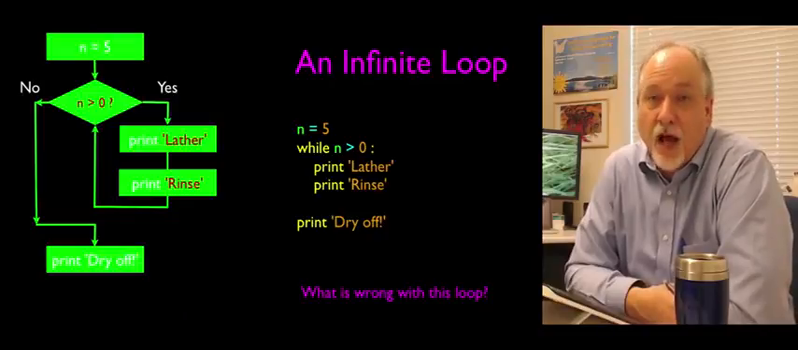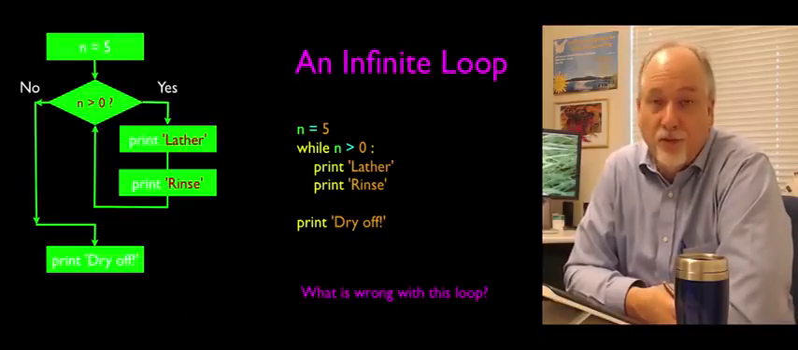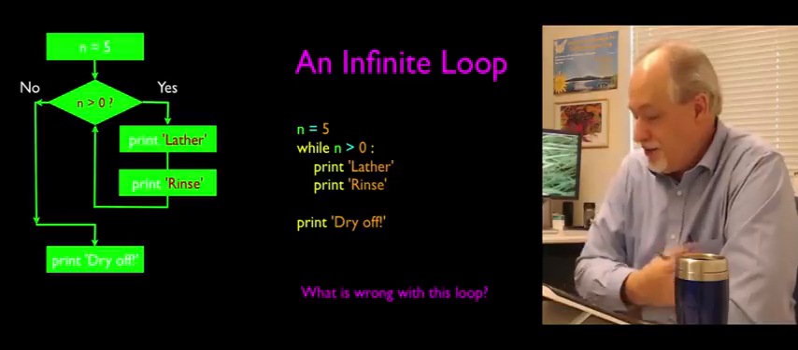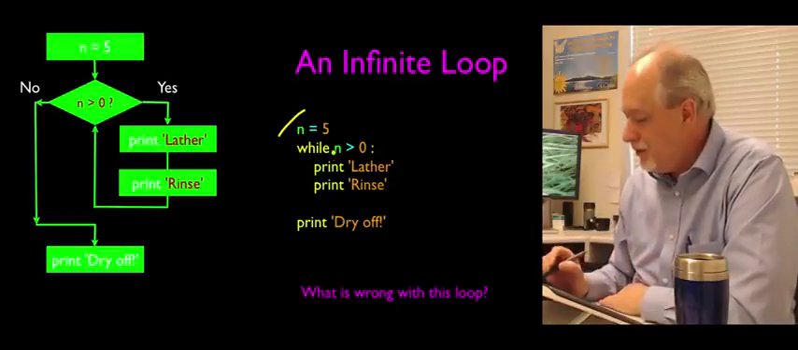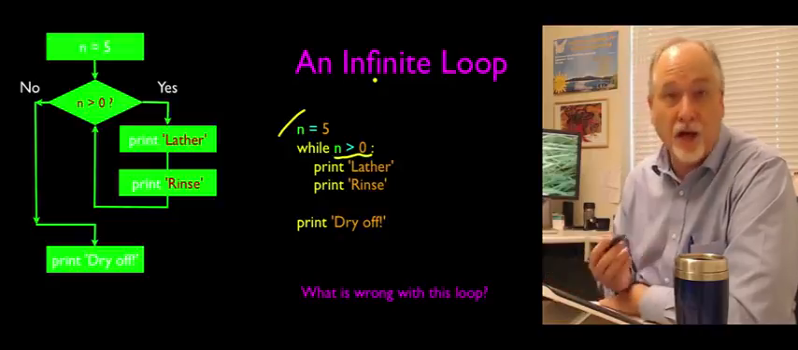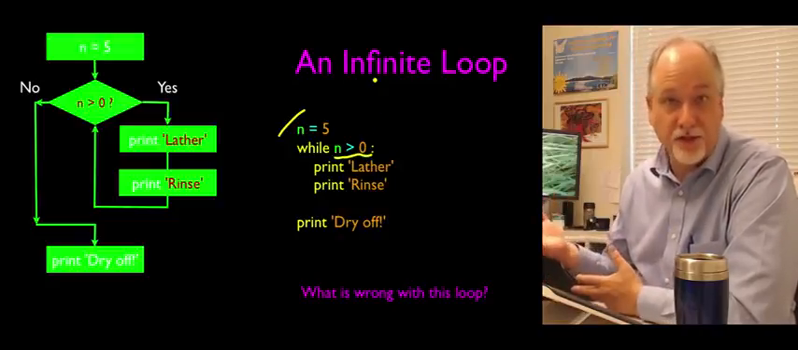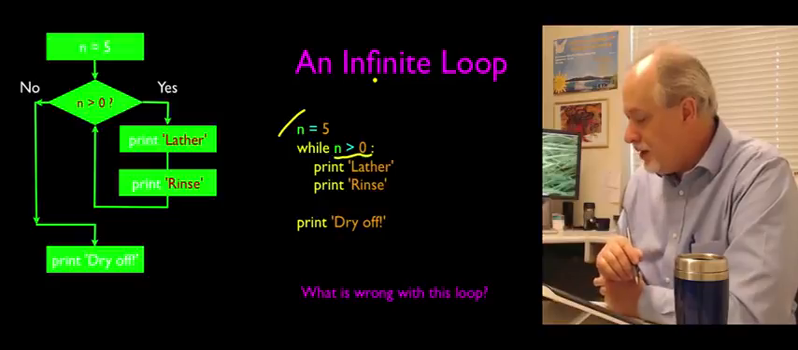A common problem, something we want to avoid, is an infinite loop. And here is a carefully constructed loop. We start n at 5 at the beginning. We have a good question at the end, while n greater than 0. It's going to run this as long as n is greater than 0.